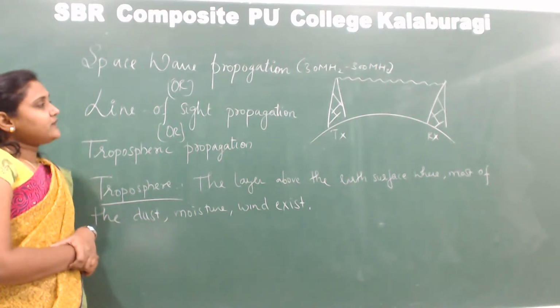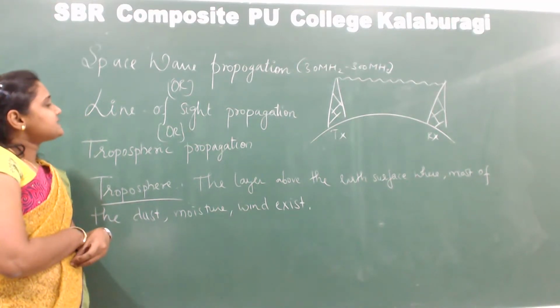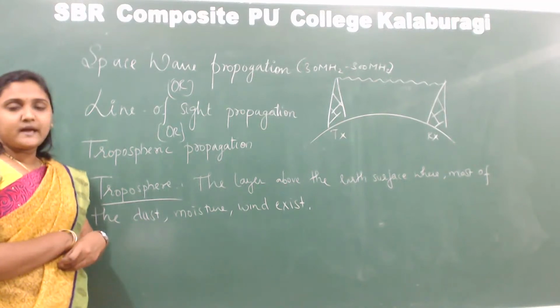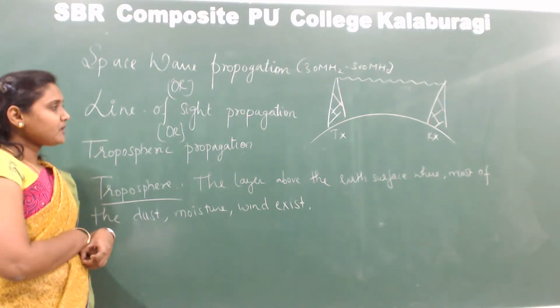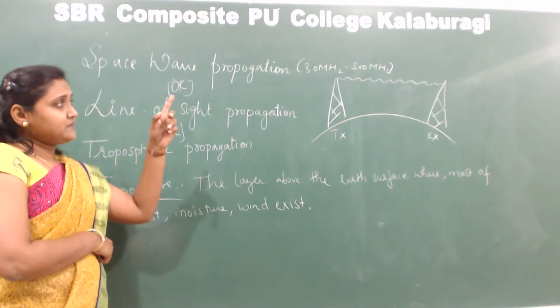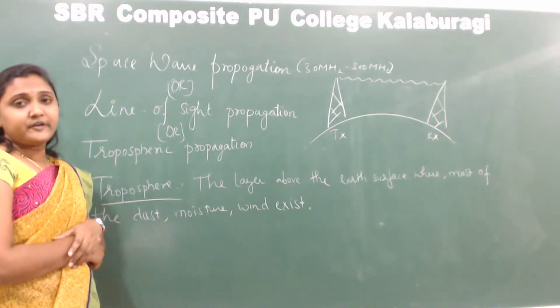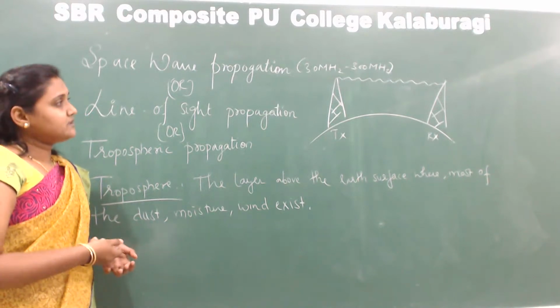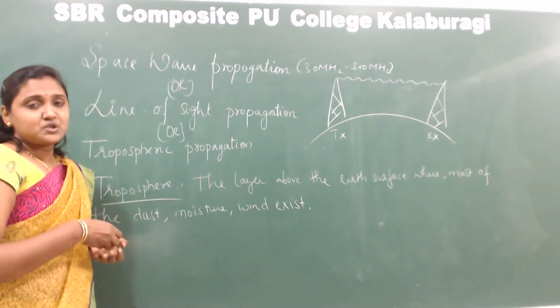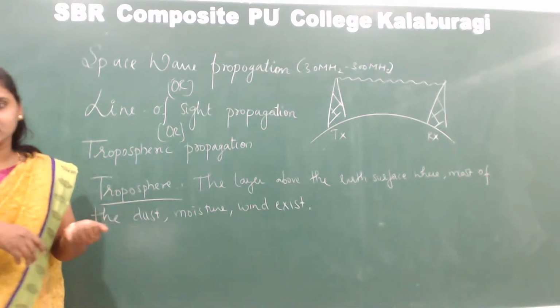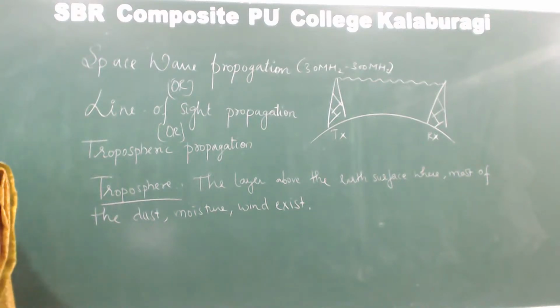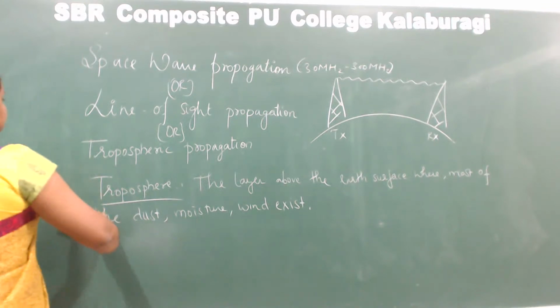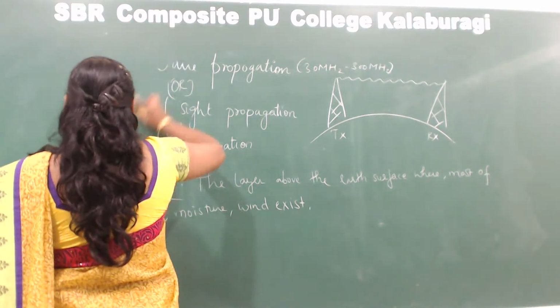Right? So what are the requirements? We have already discussed it. That is, line of sight has to be there, and very high frequencies 30 megahertz to 300 megahertz must be taken. The signal must have that frequency for establishing a space wave propagation. Right? Next, skyway propagation.